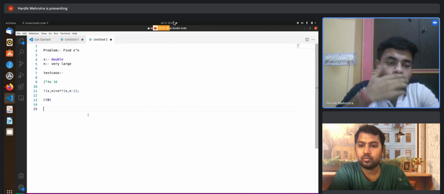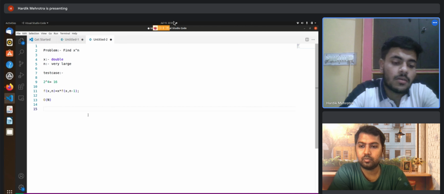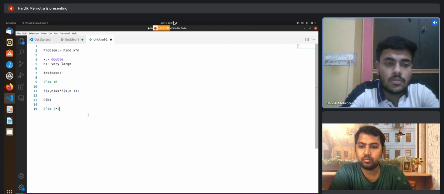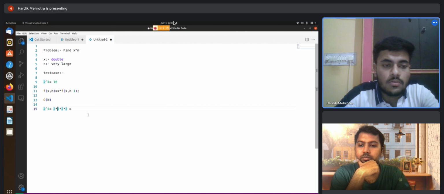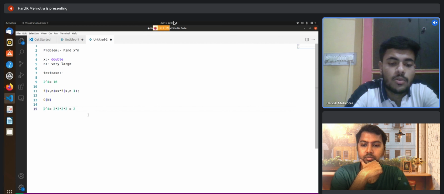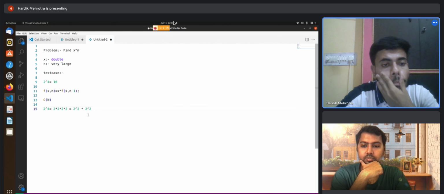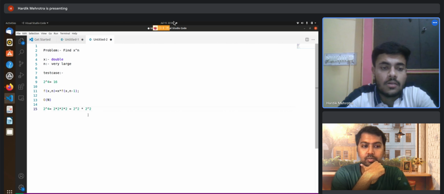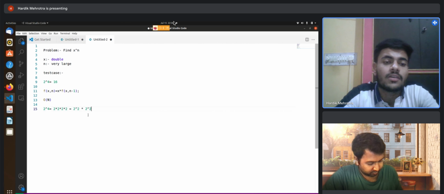Let's take an example, say I am calculating 2 to the power 4. It will be 2 star 2 star 2 star 2. What I can think is, if I calculate the value of the left half, then it can be used for the calculation on the right side. So it is basically written as 2 to the power 2 star 2 to the power 2. We can use this property and divide it into two parts.